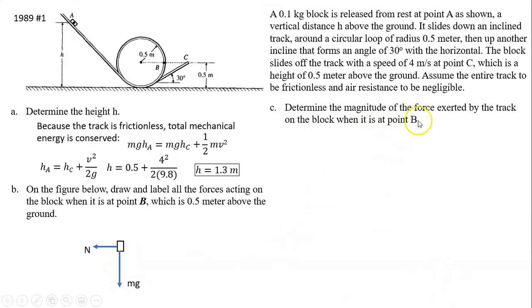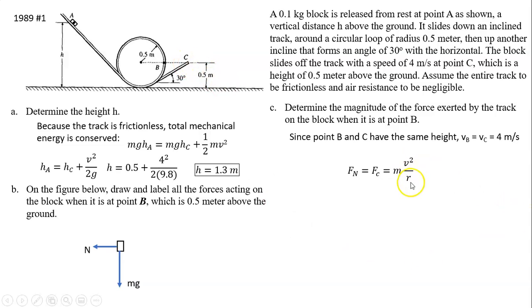Part C: determine the magnitude of the force exerted by the track on the block when it is at point B. So what is this N? Because the object is moving in a circle, it must have a centripetal force, and that centripetal force in this case is provided by the normal force. Normal force equals centripetal force, which equals mv squared over r. What is v? Since B and C have the same height, they have the same energy, therefore they must have the same speed. So v equals 4 meters per second at point B as well. We substitute it in, so F_N equals 3.2 newtons.